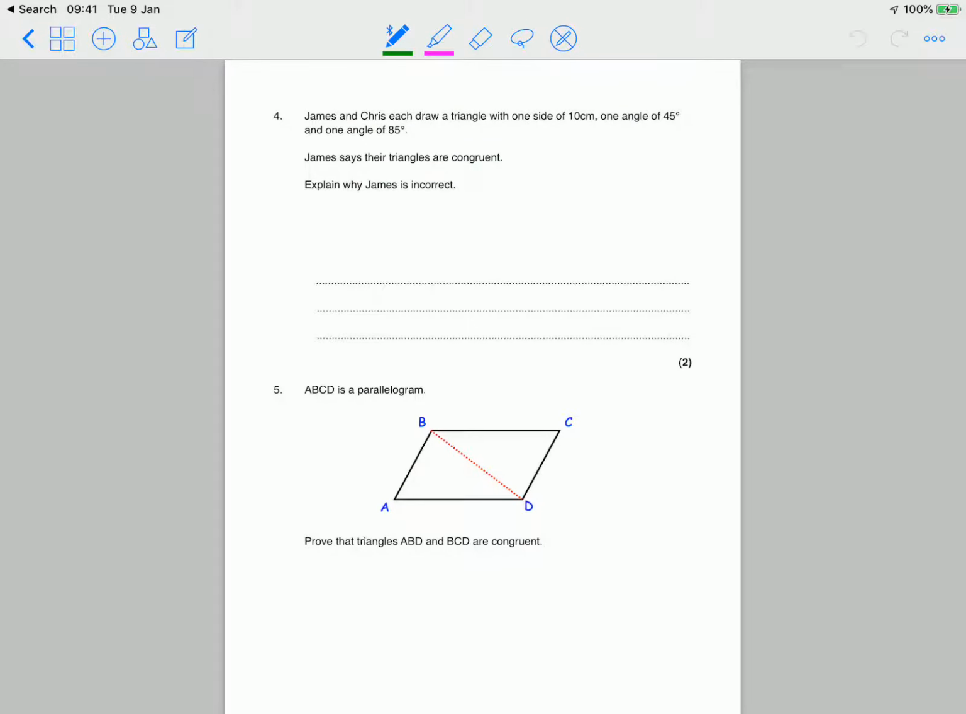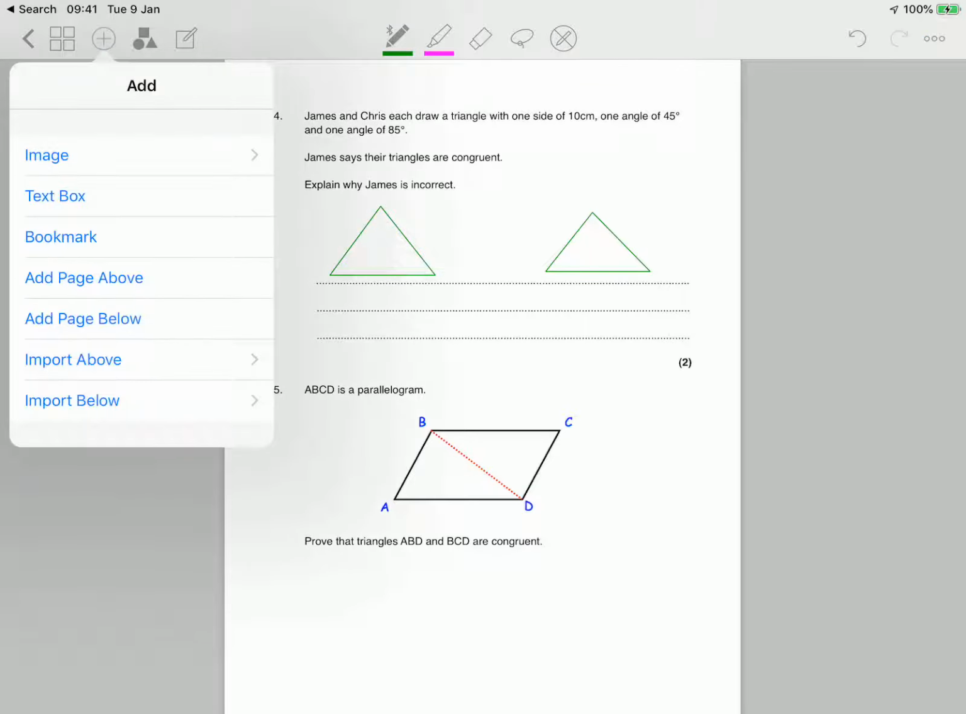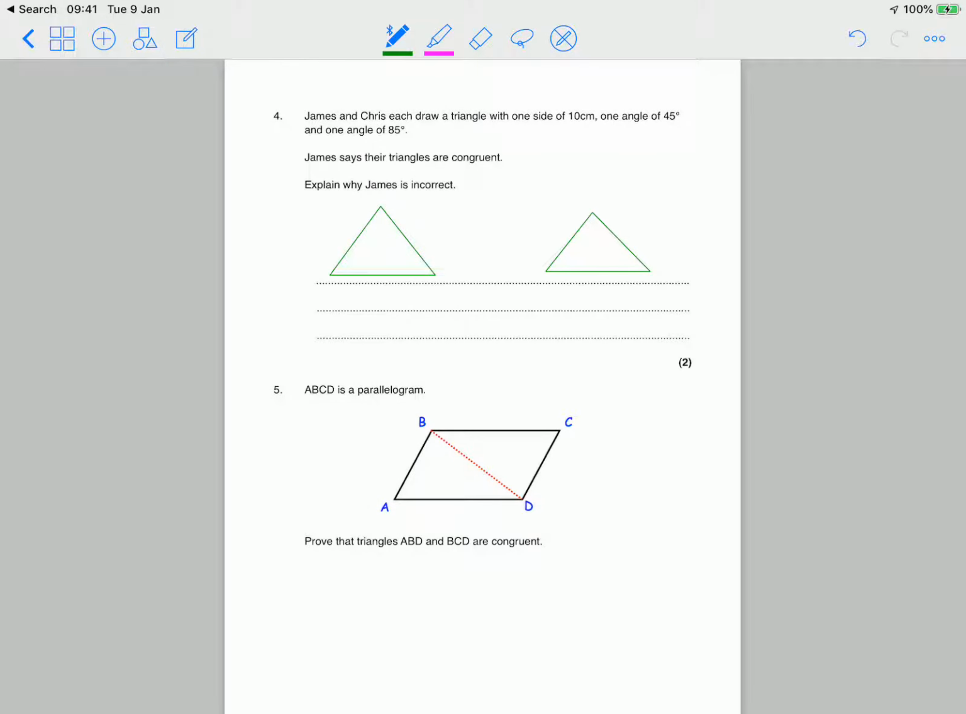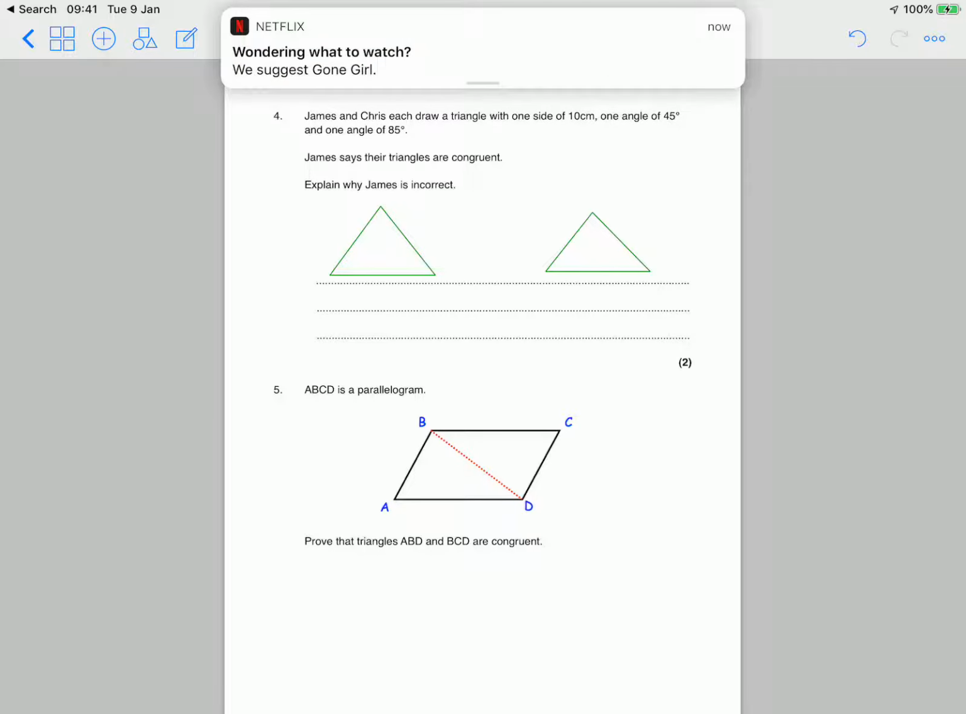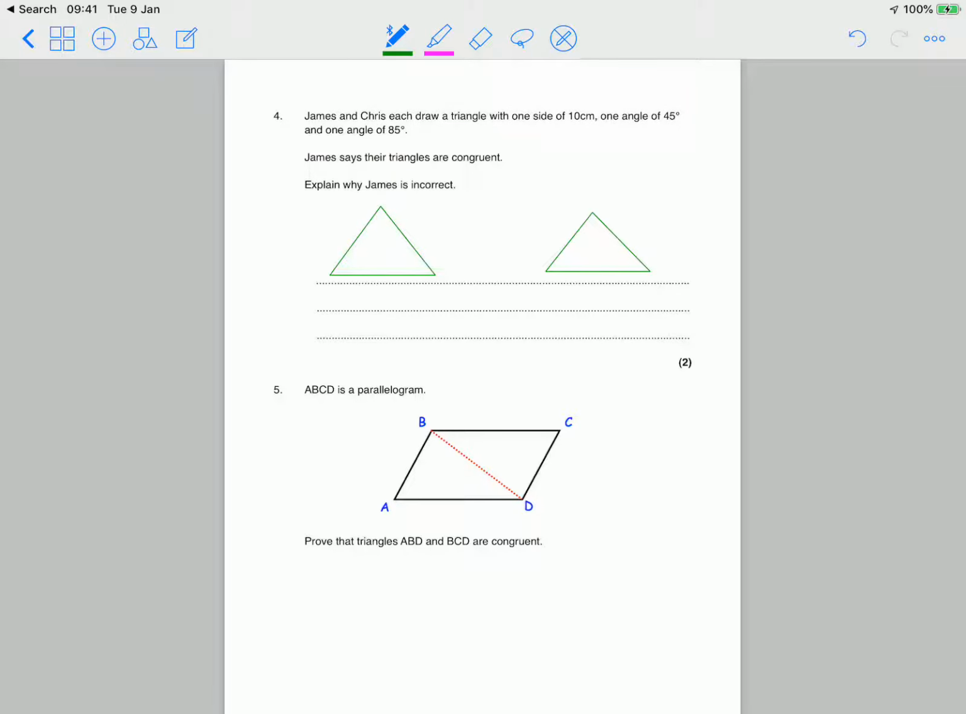Question 4. James and Chris each draw a triangle with one side of 10, one angle of 45 and one angle of 85. James says that their triangles are congruent. Possibly, but explain why James is incorrect. Okay, so a pair of triangles have to have the angles and sides that are matching in the same location.